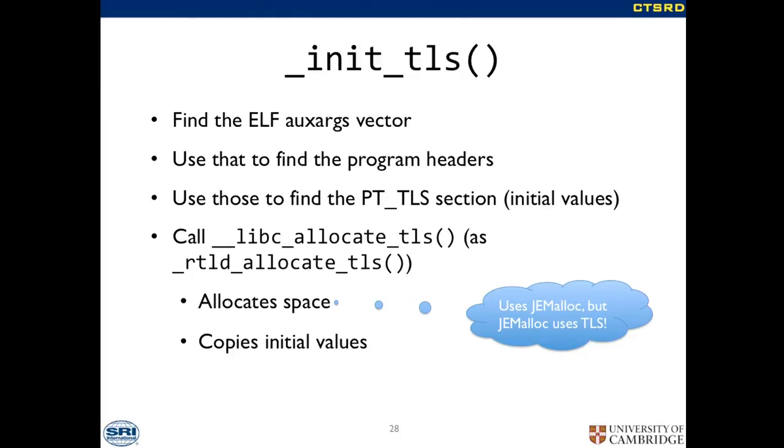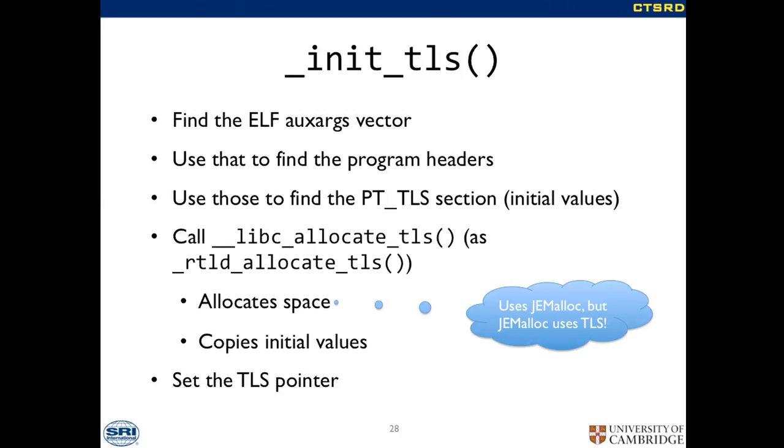So what happens is there's a special interface into JE malloc which doesn't use thread local storage, and which does all the initialization bits, but it avoids all the things that haven't been set up yet, because, as I said, JE malloc is designed for a threaded environment, so of course it needs per-thread pools of storage and whatnot, so it makes use of TLS.